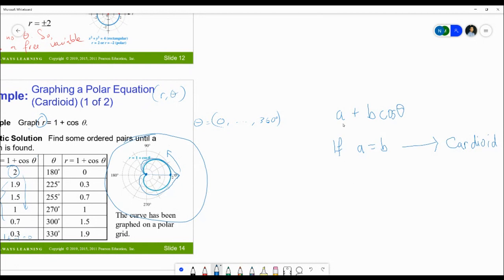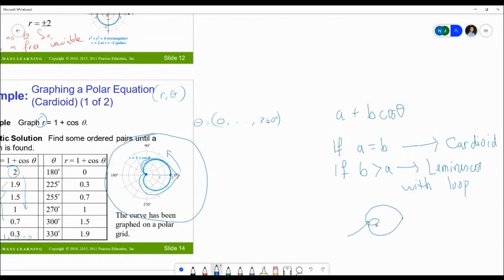Now, it gets a little bit more complicated when A and B are not the same. If B is greater than A, what we have is called a limaçon. It's French. You're going to see this word later on, so if you can't read that, I'll show you later. If B is greater than A, it is a limaçon with a loop. That's the one where it goes like this, then it rotates, and then that. So this inside loop right here.